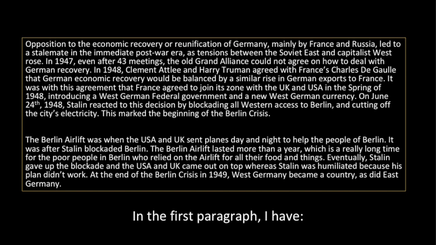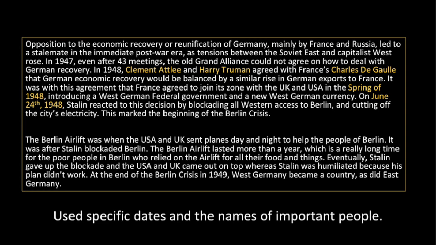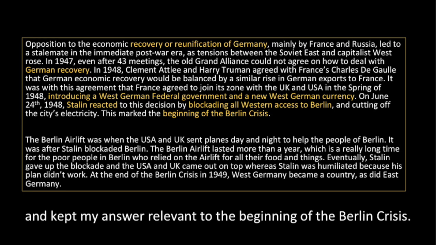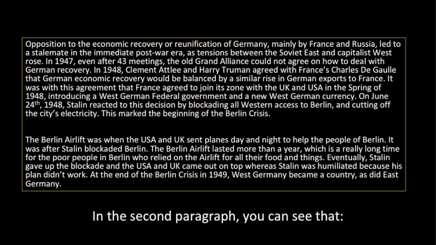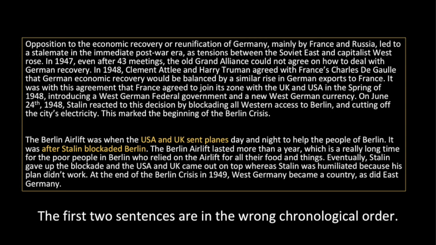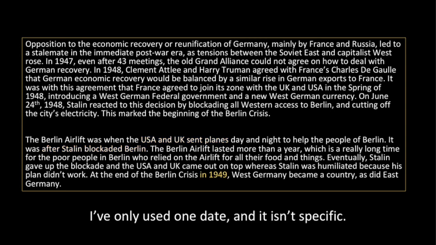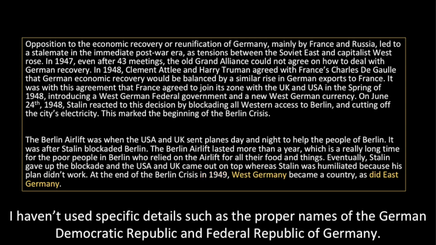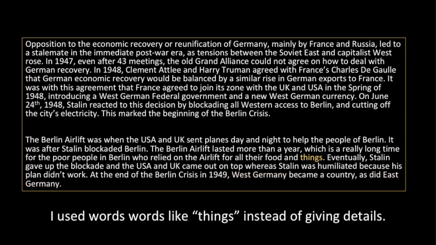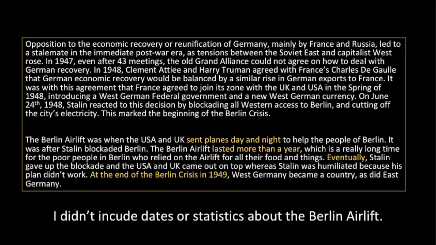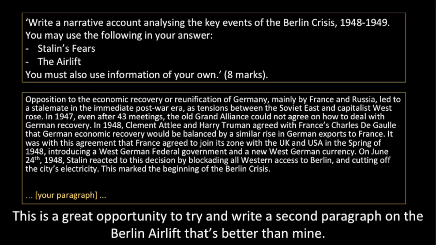In the first paragraph, I have told the events in chronological order, used specific dates and the names of important people, and kept my answer relevant to the beginning of the Berlin crisis. In the second paragraph, you can see that the first two sentences are in the wrong chronological order. I've only used one date and it isn't specific. I haven't used specific details, such as the proper names of the German Democratic Republic and Federal Republic of Germany. I used words like things instead of giving details, and I didn't include dates or statistics about the Berlin airlift. This is a great opportunity to try and write a second paragraph on the Berlin airlift that's better than mine.